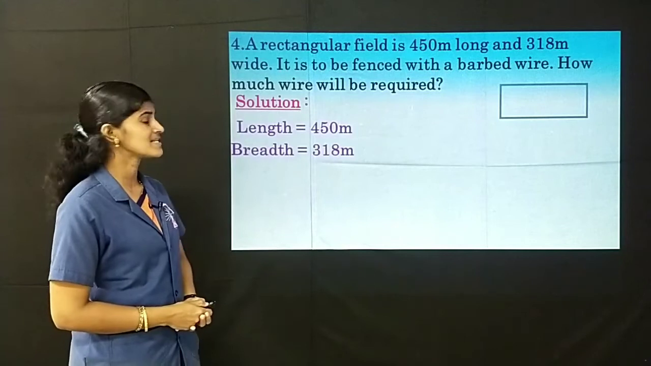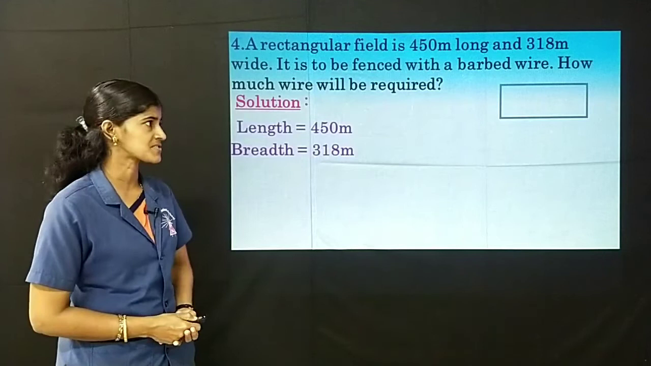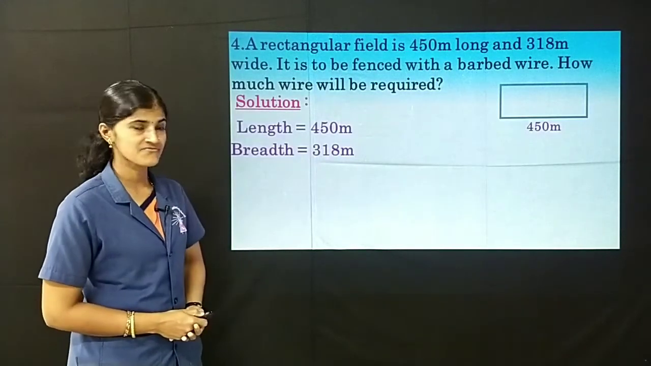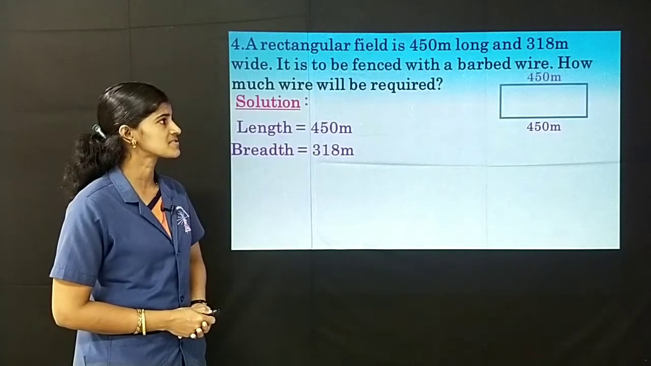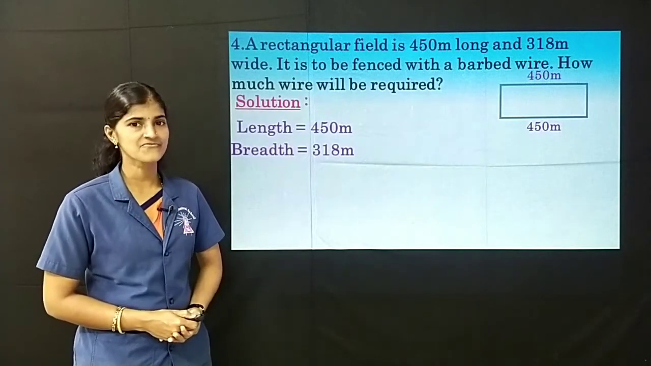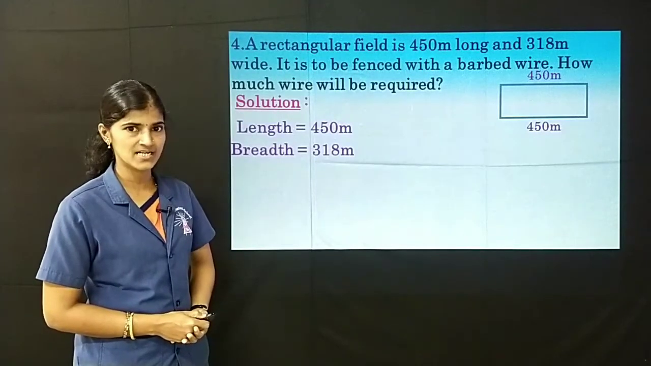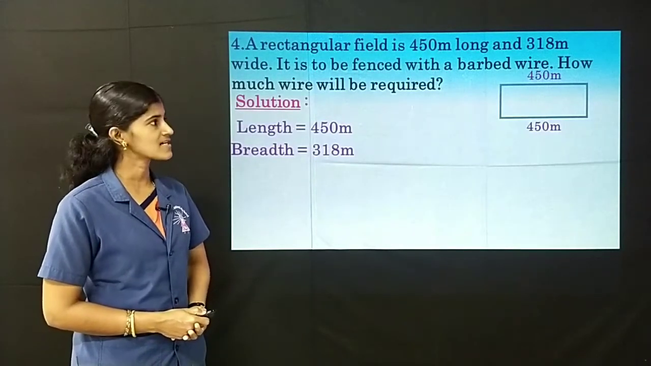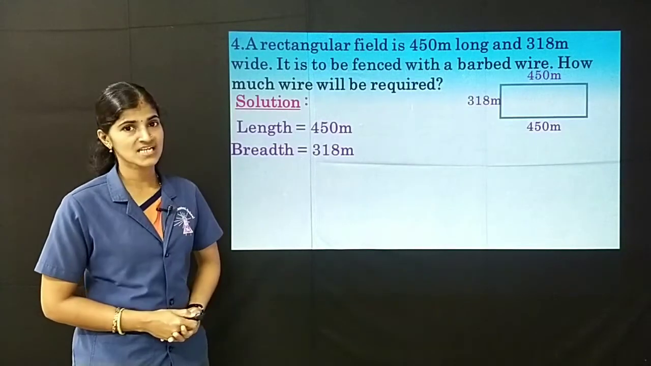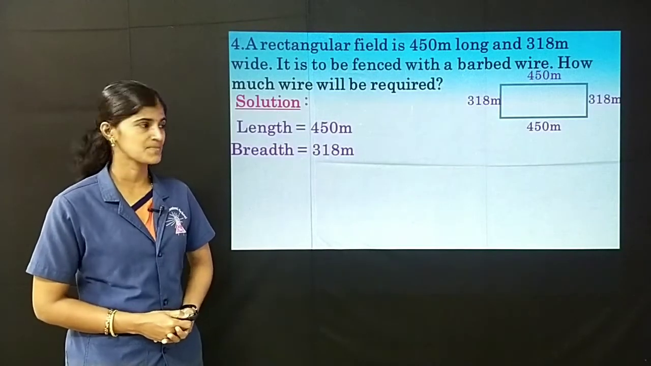Okay. So, we know that the length is 450 meter and the breadth is 318 meter. If that is the rectangular garden or rectangular field, the length is 450 meter, and we know that the opposite sides of a rectangular field or rectangular figure are the same. So 450 is one side, the length, which means the other side length also will be 450 meter. Then the breadth is 318 meter, and the next side breadth also will be 318 meter.